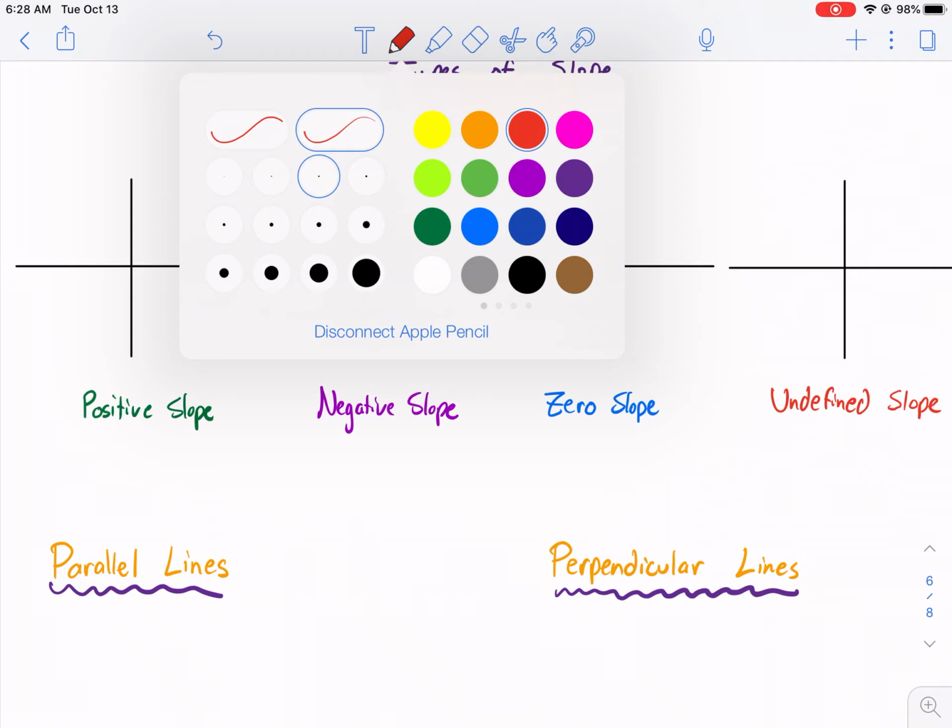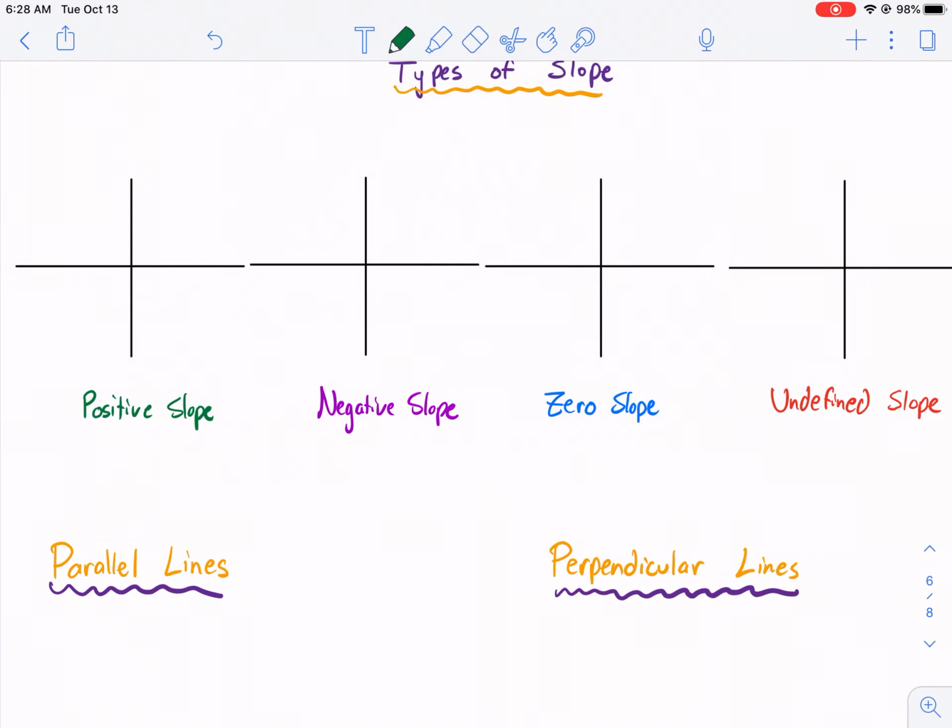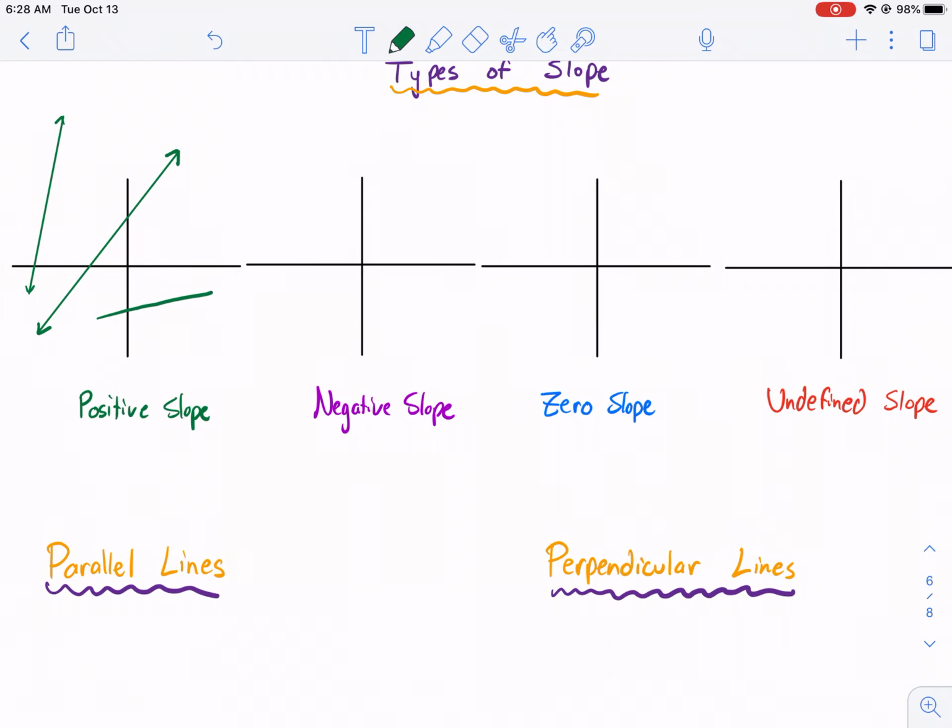The positive slope. Okay, I like this guy. He's real positive. All positive slopes go from lower left to upper right. Okay, lower left to upper right. Now, if it's a steep slope, it's going to look like this. Okay, this is still a positive slope. Or it could be really shallow if it's a small slope. But it always moves from a lower left to an upper right position.